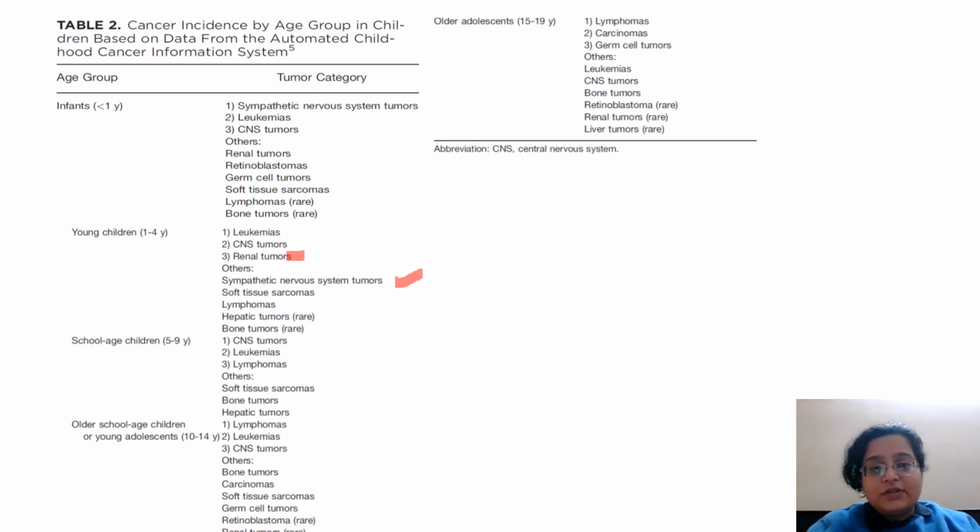At 5 to 9 years, again, CNS tumor has maintained its propensity. Leukemias and lymphomas become more common, and renal tumors, etc., go down. In older children, leukemias, lymphomas, CNS tumors; the rest of the tumors are always there. In adolescents, as I told you, you see that germ cell tumor makes an entry, which was not there up to 10 years of age.